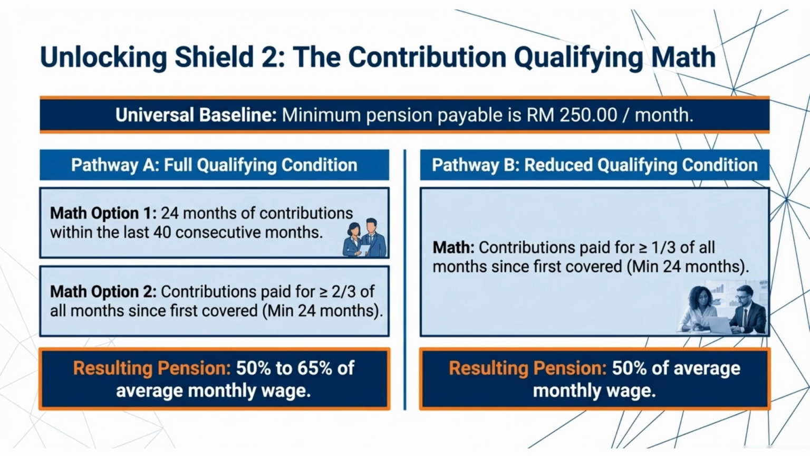Pathway B, reduced qualifying condition. An employee meets the reduced qualifying condition if contributions have been paid for at least 1/3 of the total months between first coverage and the invalidity notice, subject to a minimum of 24 contributions. The reduced pension rate is a flat 50% of the average monthly wage.